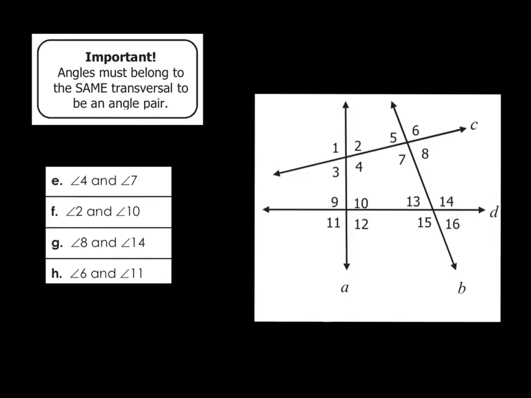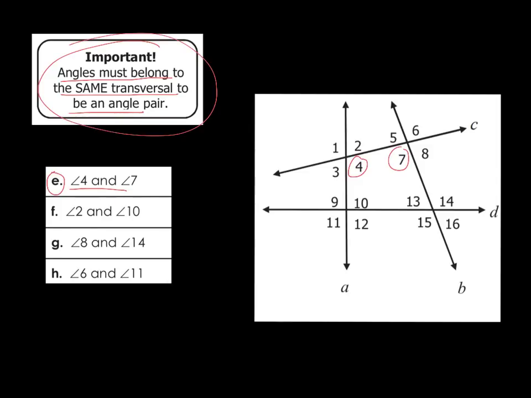All right, so the most important part here is this idea that angles must belong to the same transversal to be an angle pair. So I'm just kind of choosing E, F, and G and H as examples. So I look at 4 and 7, and 4 and 7 are here. Now, who would be the transversal?